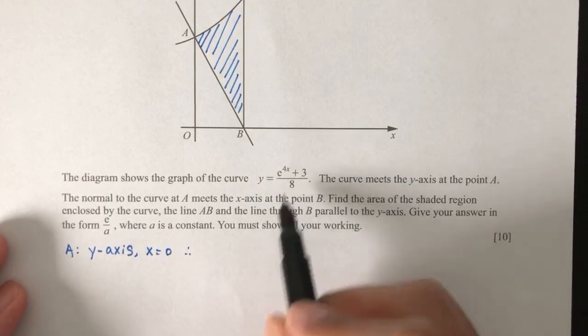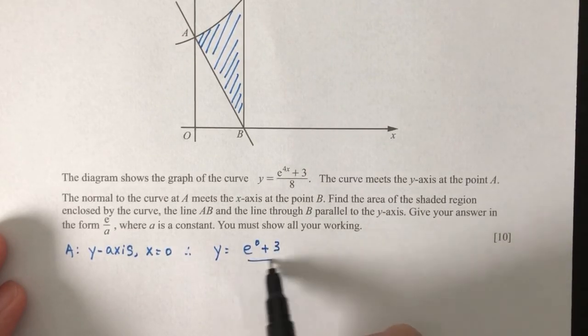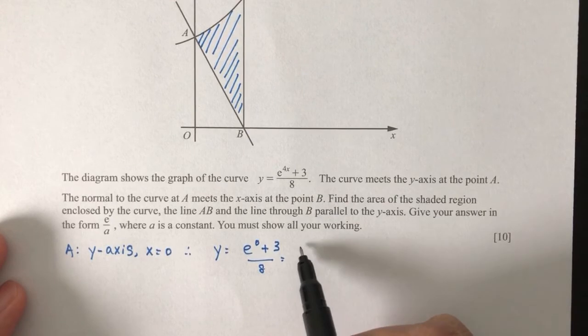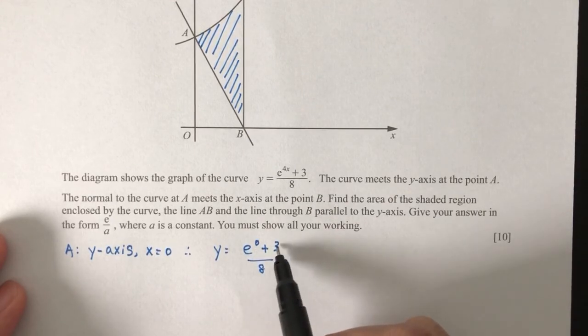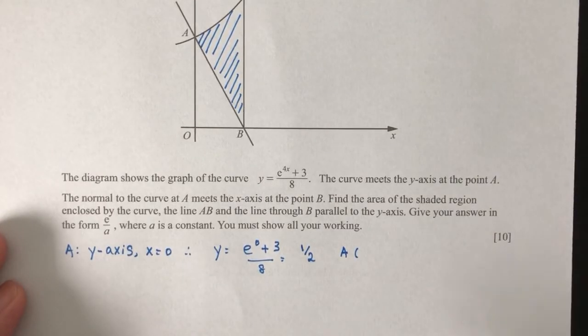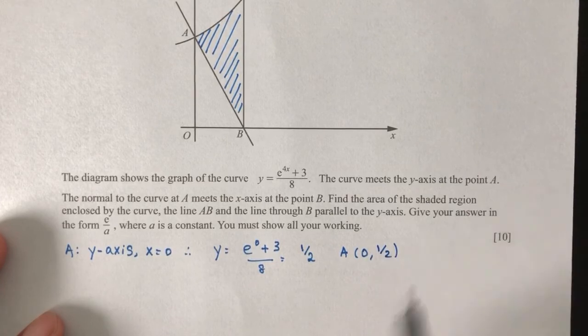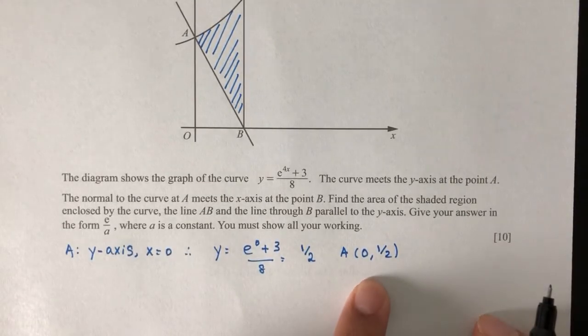So given that y is this, y becomes (e^0 + 3)/8, which is (1 + 3) over 8, which will be 4 over 8, that is half. So point A is actually (0, 1/2). Let it be. So that's the first point.